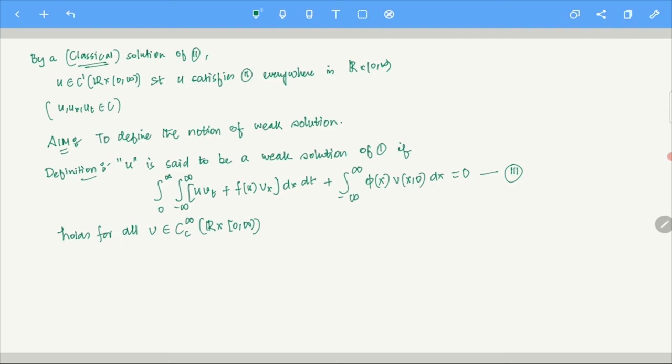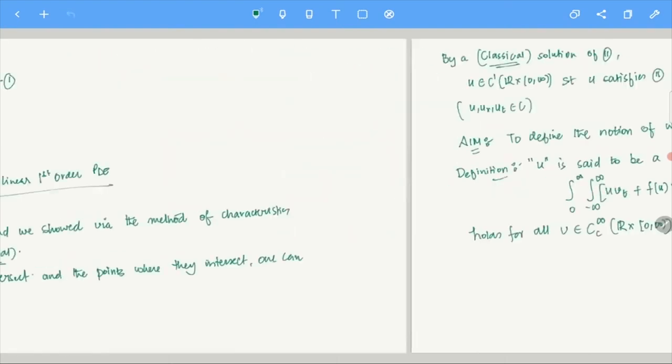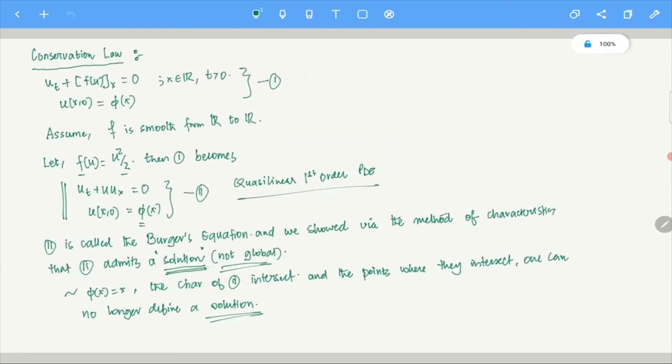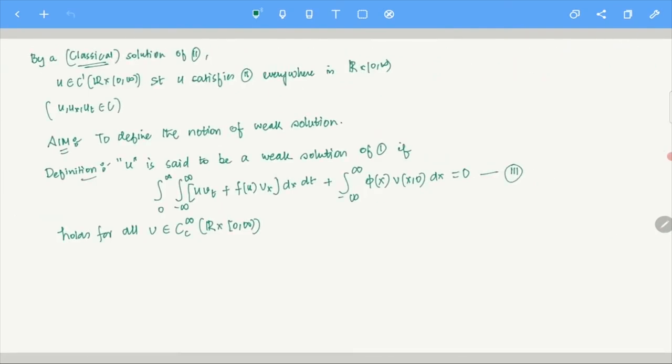We were given this equation, ut plus f of u times x equals 0, and there is a boundary condition. Now what we are saying is, initially for a solution to exist, you need u, ux, ut to exist. In our case, u is a weak solution of (1) if u satisfies this particular condition for all v which is in C_c infinity of R. Let's look at this condition. Here there is a double integral, whatever it is, don't worry about it: u vt plus f of u vx.